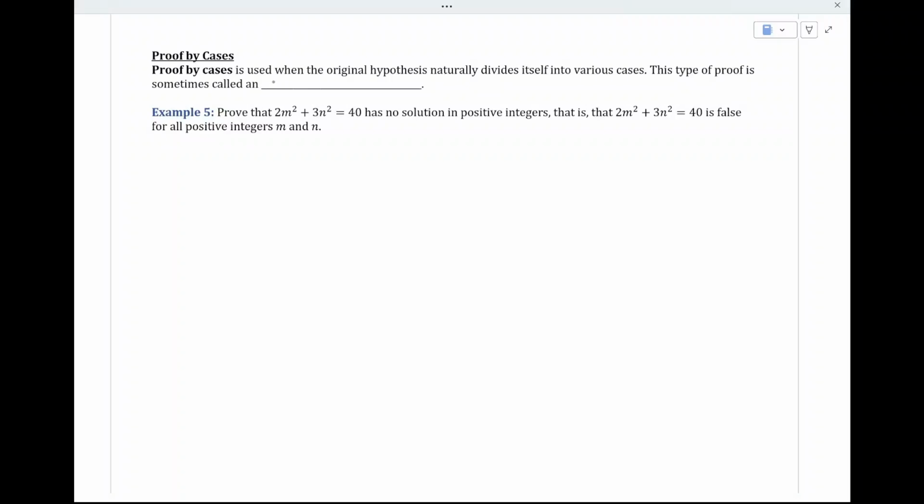This type of proof is sometimes called an exhaustive proof because we are showing this works or doesn't work for every single case. So we are exhausting all the options. Example 5. Prove that m squared plus 3n squared is equal to 40 has no solution in the positive integers. So here m and n are positive integers, and then this does not work. So it's false for all positive integers m and n. That's what we're hoping to prove.